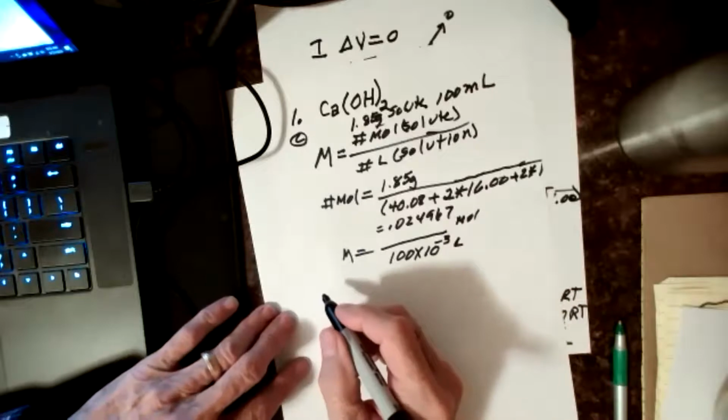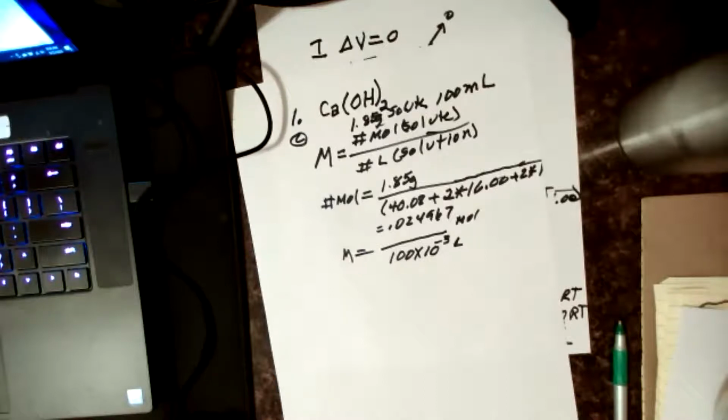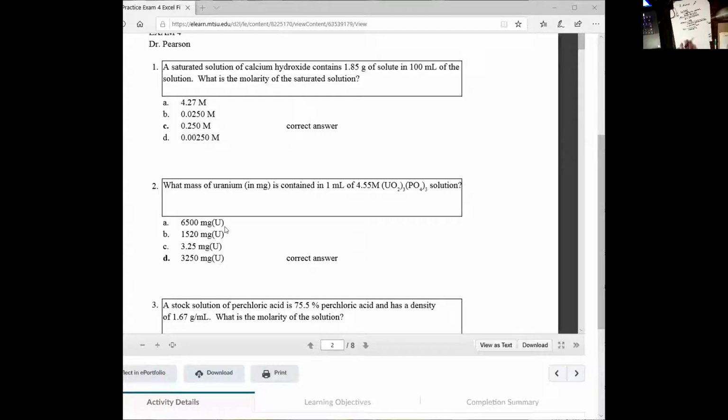All right, so let's see. I'm not seeing the screen share, so I'm not sure that I'm, okay. Let's go back here. Okay, now I think you're looking at the quiz or the exam. And now, if we look at number 2, it asks what mass of uranium in milligrams is contained in 1 milliliter of 4.55 molar uranyl phosphate solution.